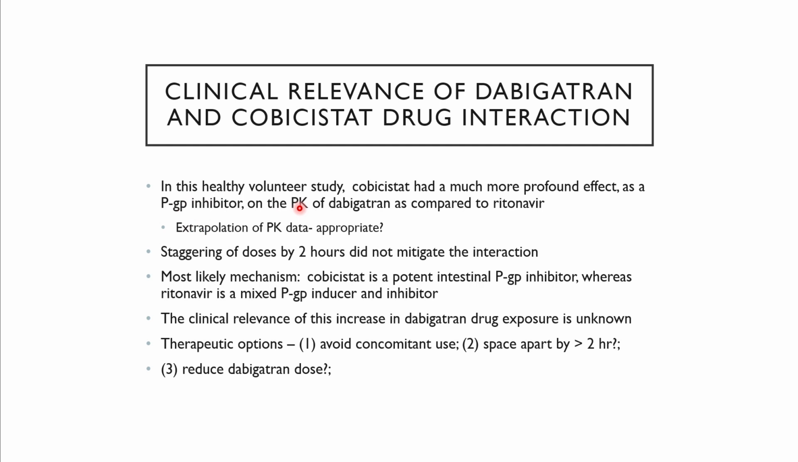So in this healthy volunteer study, it's apparent that COBI did have a much more profound effect as a PGP inhibitor, but extrapolation of this data may not be entirely appropriate to all target populations. Staggering the dose did not have the expected pronounced effect. It did not mitigate the interaction. And likely the mechanism is that cobicistat is indeed a potent intestinal PGP inhibitor, whereas ritonavir may be acting as a mixed inducer and inhibitor of P-Glycoprotein.